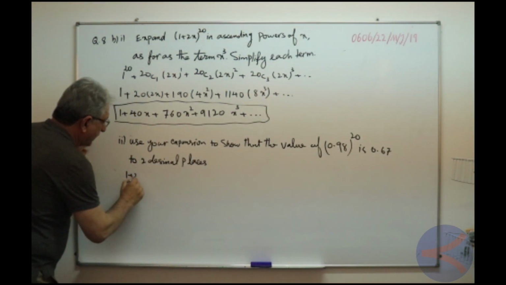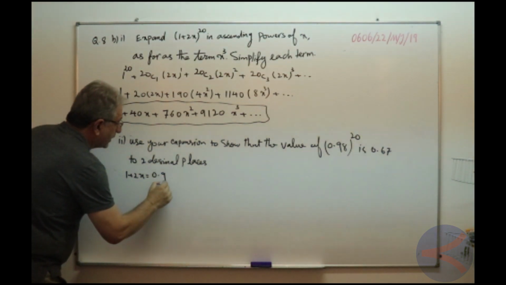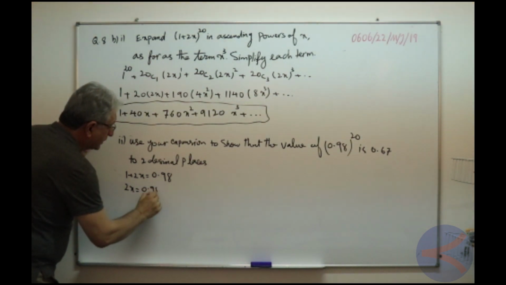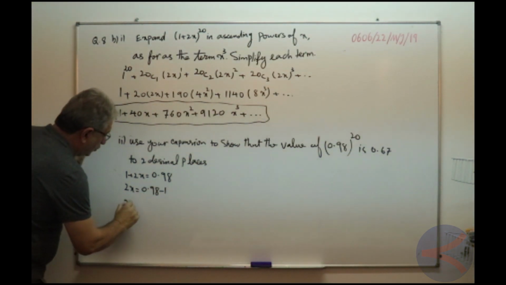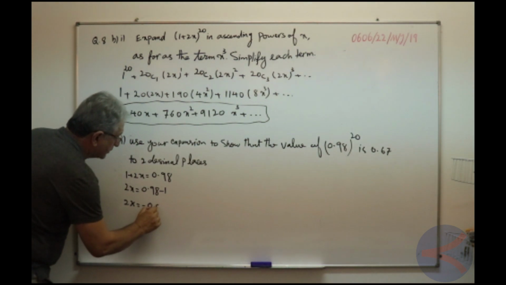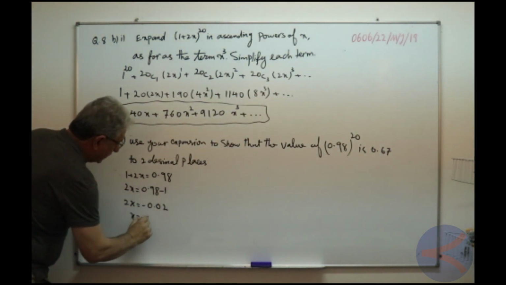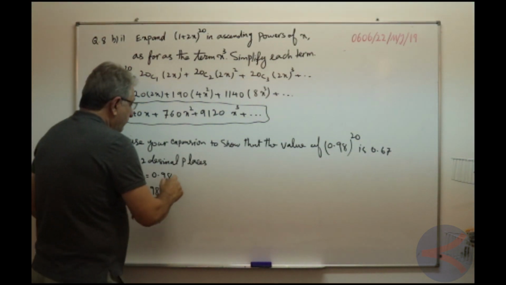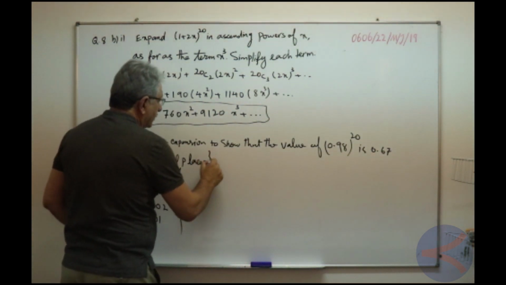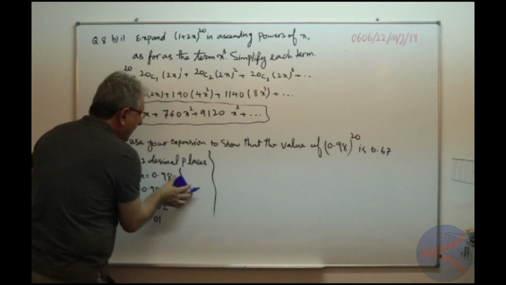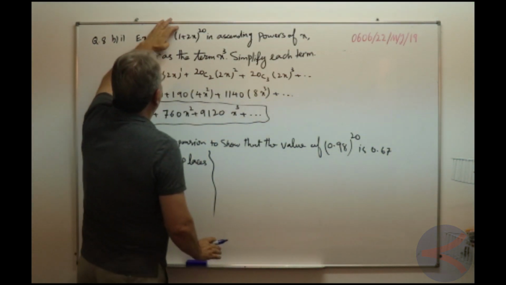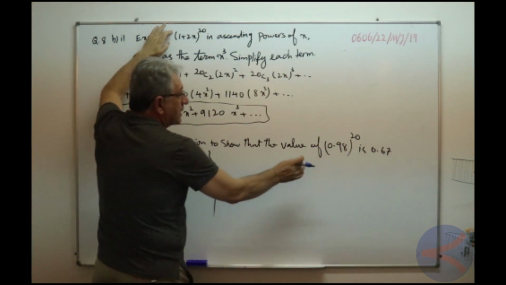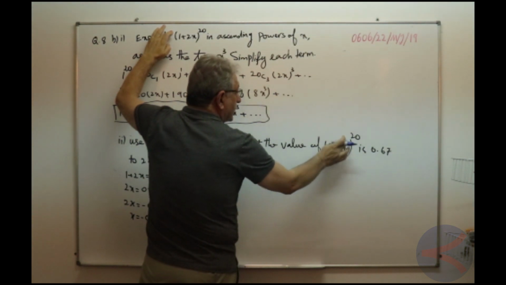Let us put them equal and see what the value of x is. Therefore, 1 plus 2x should be 0.98. Therefore, 2x is equal to 0.98 minus 1, so 2x is equal to negative 0.02. Therefore, x is equal to negative 0.01. That means if we substitute this value in this expression, we are going to get 0.98 to the power of 20.